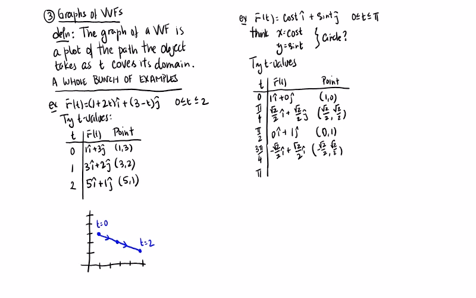And pi, cosine is negative 1. Sine is 0. Now, just in case you're a bit rusty on this, the square root of 2 over 2 is about 0.7. That'll help us when we sketch this.